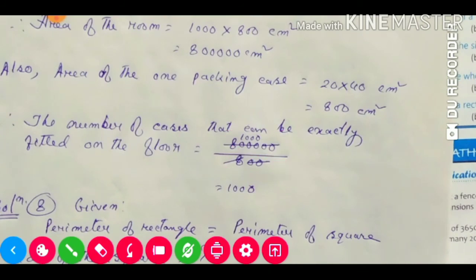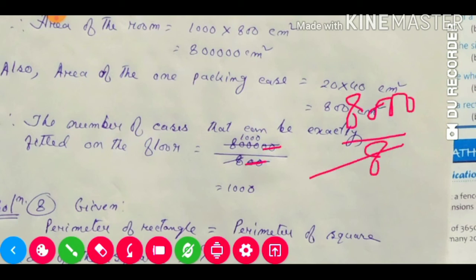So the zeros will be cancelled, and here will remain 8000 divided by 8, so it will be 1000. So how many packages are needed? 1000 packets. 1000 packets are needed to cover this floor.